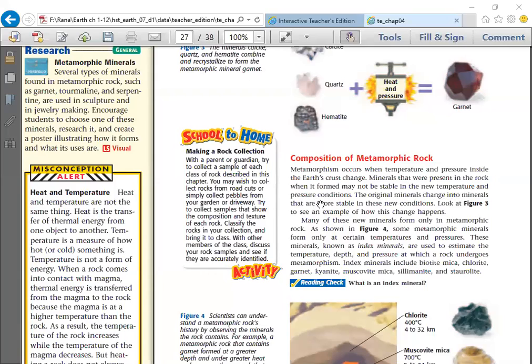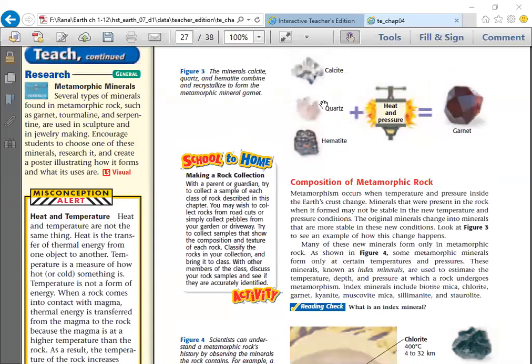For example, let's take an example. Look here. Calcite, quartz, and hematite, all these are minerals we know from before. Once these minerals are exposed to heat and pressure, the factors which cause the process of metamorphism, they are going to break down and form a new mineral, which is garnet. Garnet is a mineral that can only be found in metamorphic rock. I cannot find it in another rock.